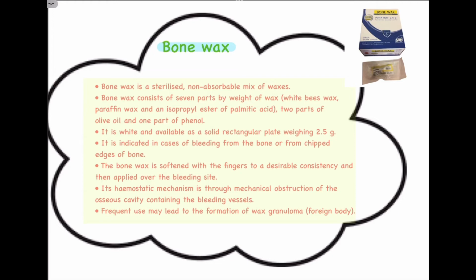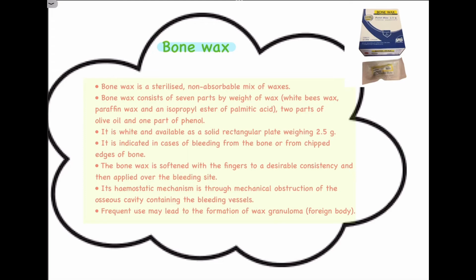So it is indicated in cases wherein there is bleeding from the bone or bleeding from chipped edges of the bone. As the name itself indicates, it is mainly used to cease bleeding from bony sites, right. So this bone wax is softened with the help of fingers to desirable consistency, and it is directly applied onto the bleeding site. So basically the mechanism by which it is acting is that it is causing a mechanical obstruction of the osseous cavity containing the blood vessels, and therefore it is acting as a temporary obstruction to those small and minute vessels and preventing oozing at that particular site.